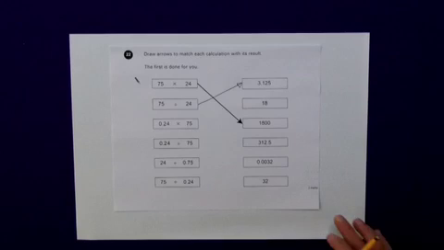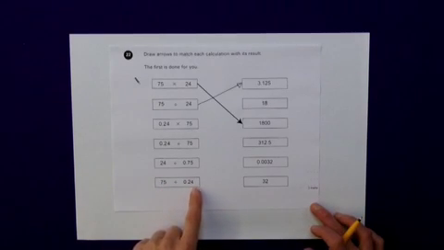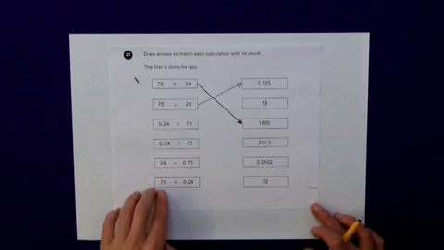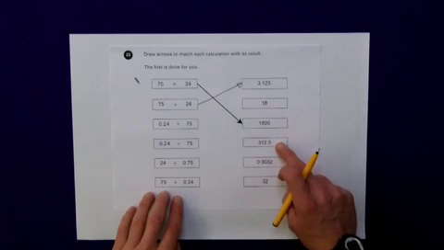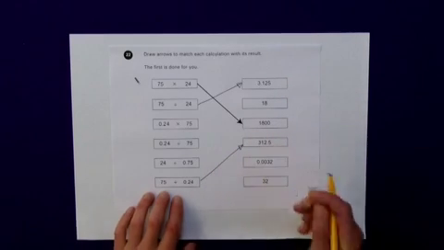The next easiest one for me would be this one, 75 divided by 0.24. Well, this is nearly a quarter. So how many quarters would I get into that? Well, I could double it and double it again. So I'm going to get around about 300 and a bit more for my answer. And out of all of my possible solutions, 312 is my only one that's close. So that's going to go there.